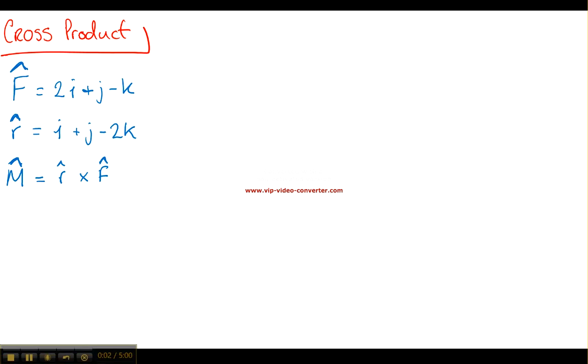So here we're going to pick up a topic of what's called the cross product. Now the cross product can also be known as the vector product. So it could be called either or.